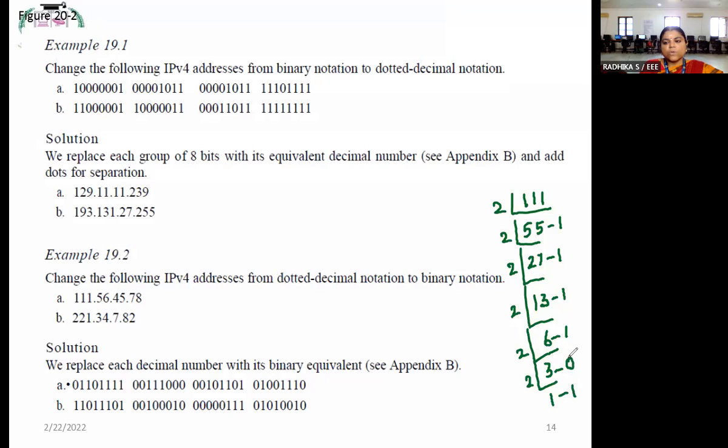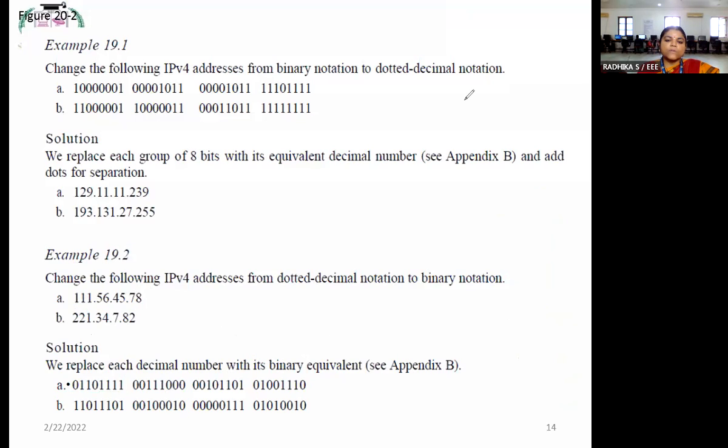So 1 1 0 1 1 1 1. As you have to make it into 8 bits or 1 byte, I'm prefixing the 8th bit, the MSB, as 0. So this is the equivalent of the decimal number 111. Likewise, if you do it for 56, this is the equivalent, 45 as this, and for 78, you will get this binary as the equivalent. I hope it is clear to all of you. Is this clear? We'll move on. Yes, ma'am.